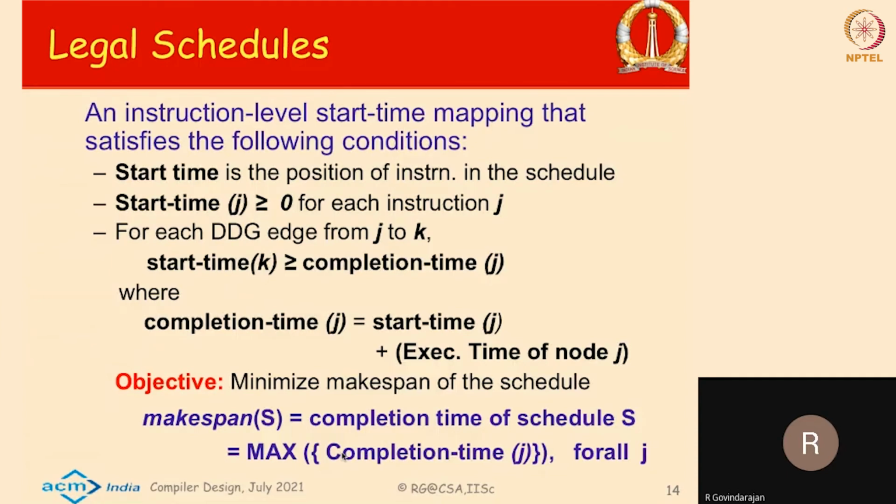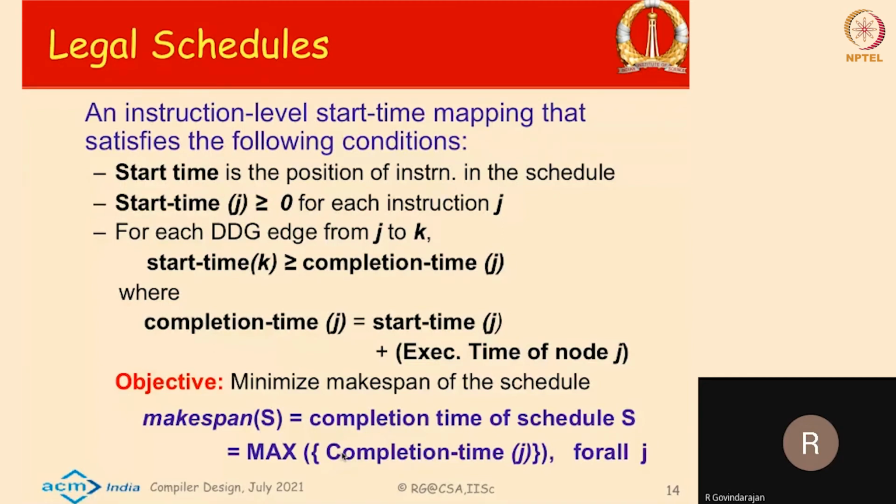Of course, the legal schedule has to satisfy all the resource constraints, which is not specified in this particular slide. But oftentimes we always emphasize that all the resource constraints must be satisfied. What does it mean? Supposing you have one floating point function unit, then two floating point instructions cannot start at the same time, because they both will compete for the same function unit and only one of them can go in.